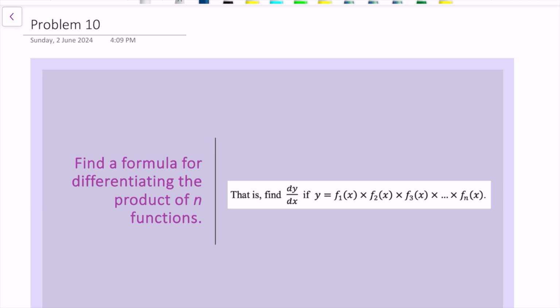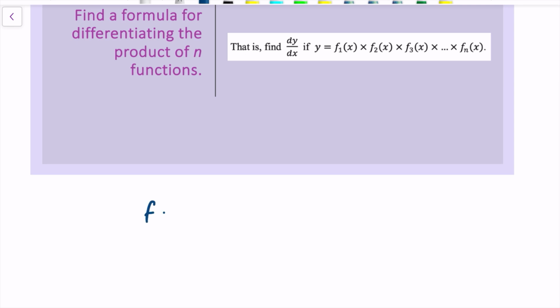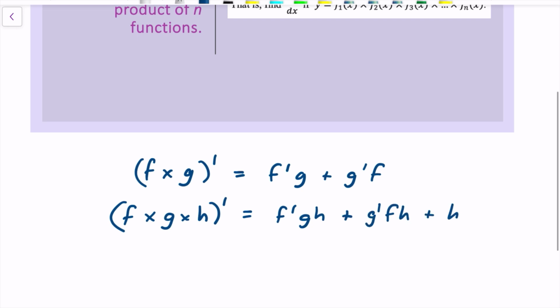So the product rule that you've learned is that when you differentiate two functions, say f times g, we get f dash g plus g dash f. Now, this can go to three functions. If you've got f times g times h, and you differentiate it, turns out it's f dash gh plus g dash fh plus h dash fg.